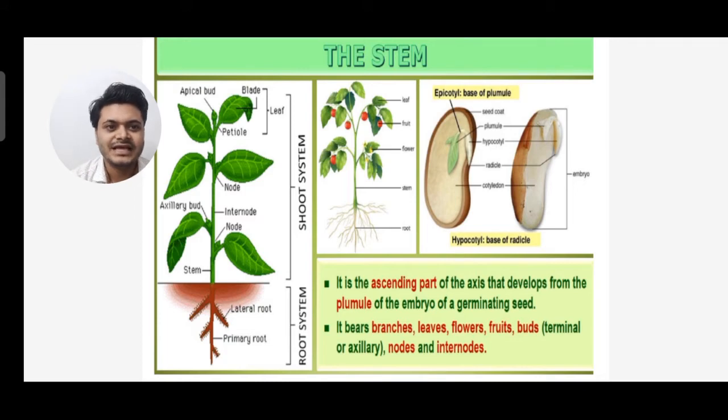What is stem? It is the ascending part of the axis that develops from the plumule of the embryo of a germinating seed. It bears branches, leaves, flowers, fruits, buds, that is terminal or axillary, nodes and internodes. You can see a seed structure where epicotyl and hypocotyl are labeled. Hypocotyl is present at the base of the radicle, epicotyl is present at the base of plumule. We know that epicotyl gives rise to shoot system, hypocotyl gives rise to root system.